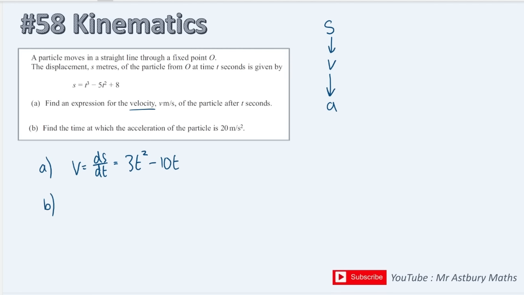Part B, it says find the time at which the acceleration of the particle is equal to 20. Well, we need to differentiate again to get acceleration, because the acceleration is the change in the velocity with respect to time.